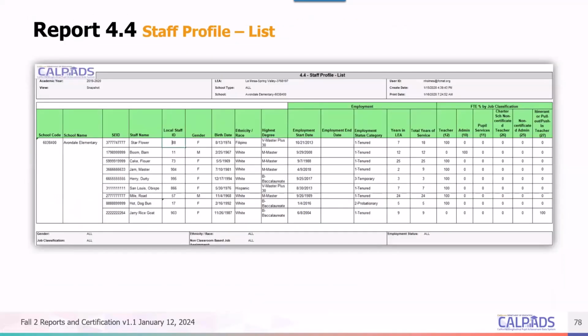Report 4.4, staff profile list. This is a detailed report of all the staff members reported. It's a supporting report. Again, it can be used to identify those inexperienced teachers.